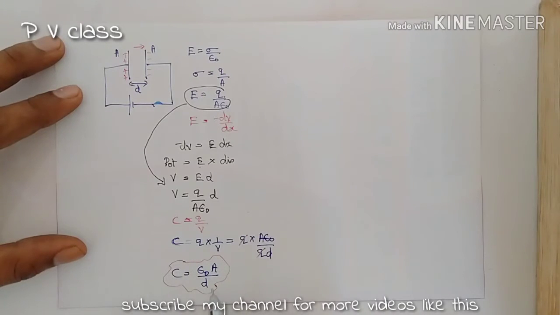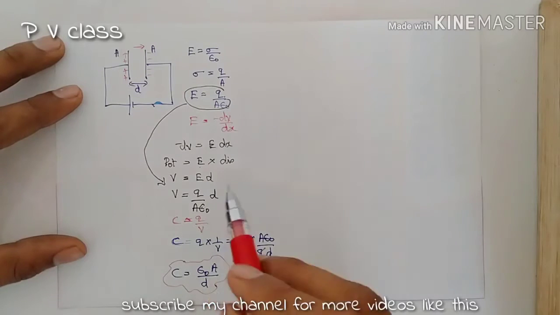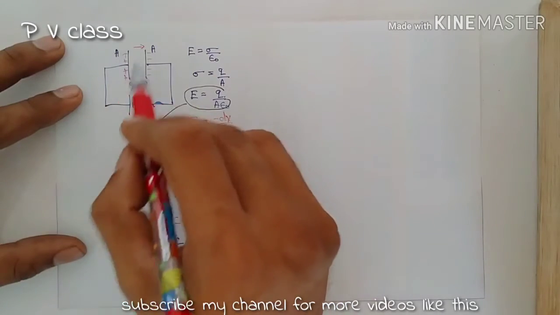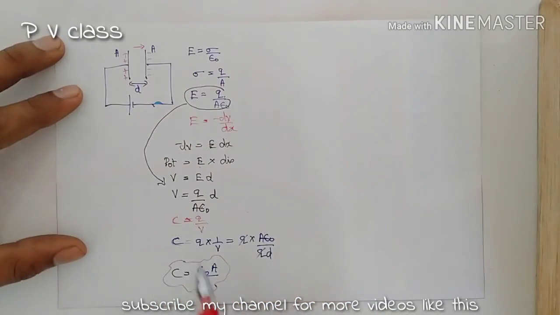C is equal to epsilon 0 A by D, where epsilon 0 is the permittivity of free space, A is the plate area of the capacitor, and D is the distance between the plates of the capacitor. From this relation we understand that the capacitance can be increased by increasing the plate area and decreasing the distance of separation. What are the two methods for increasing the capacitance? Increasing the plate area and decreasing the distance of separation. Hope you have understood this.